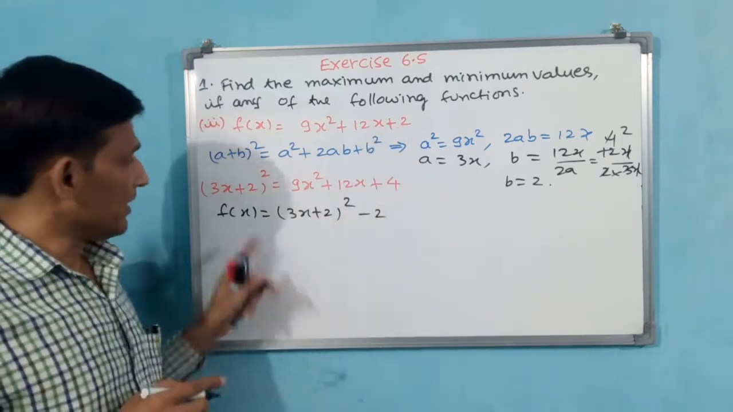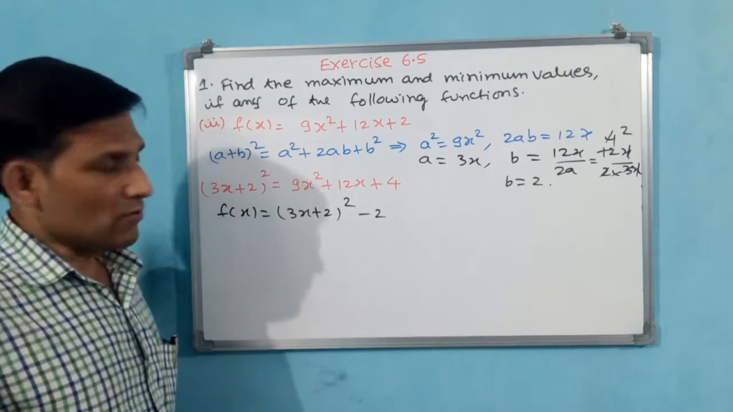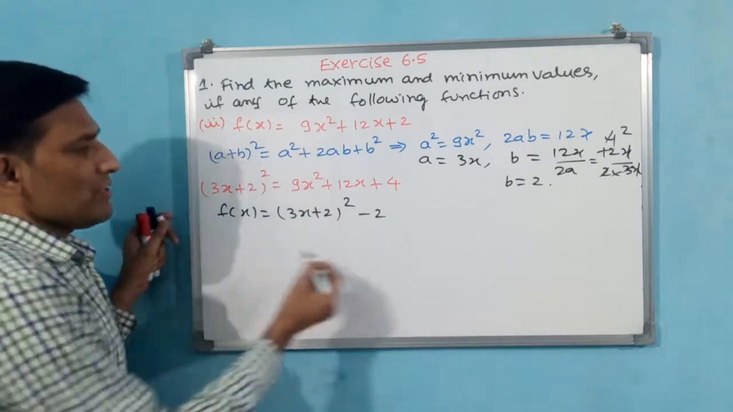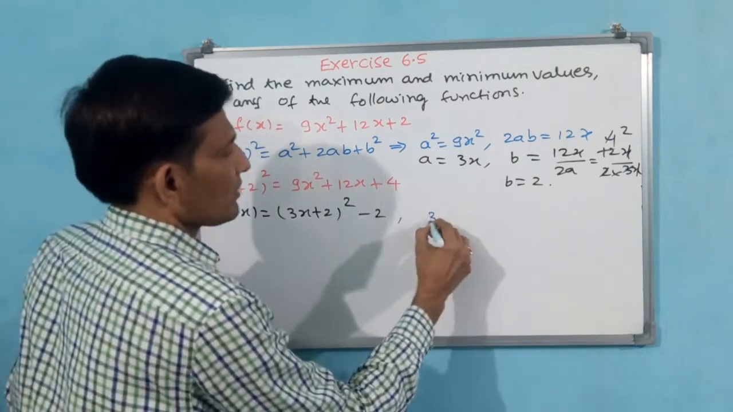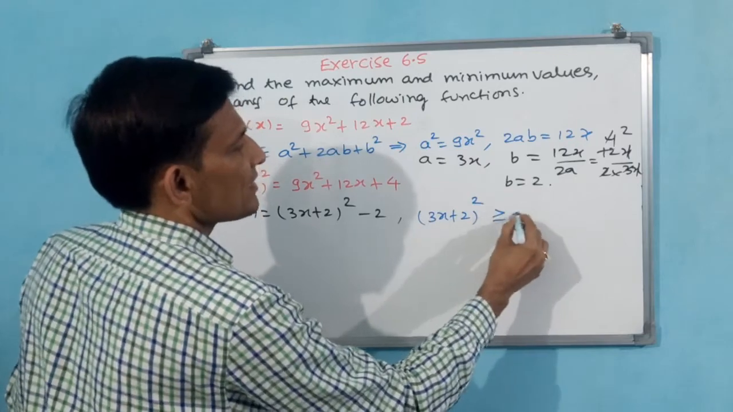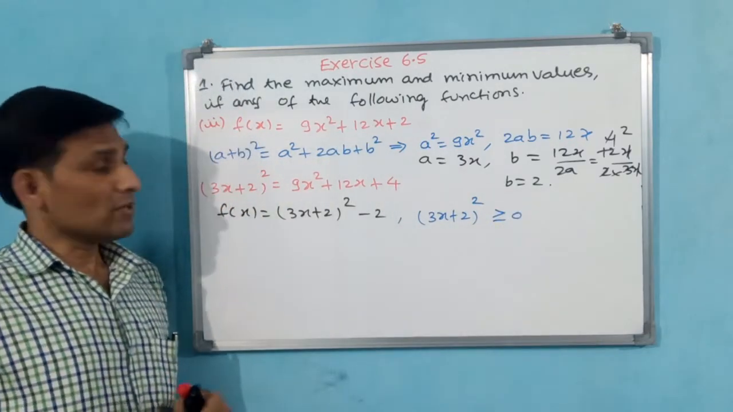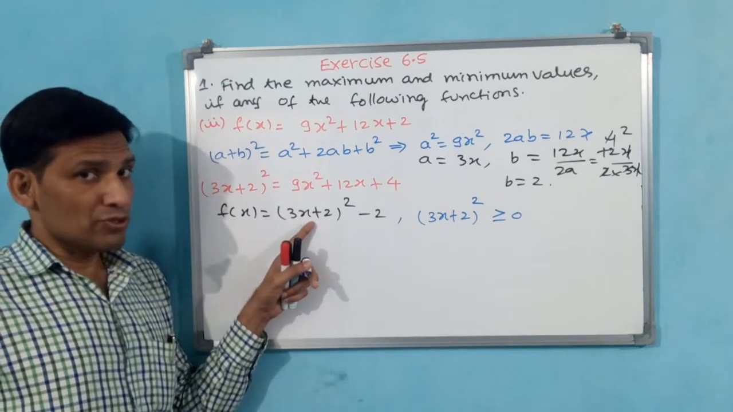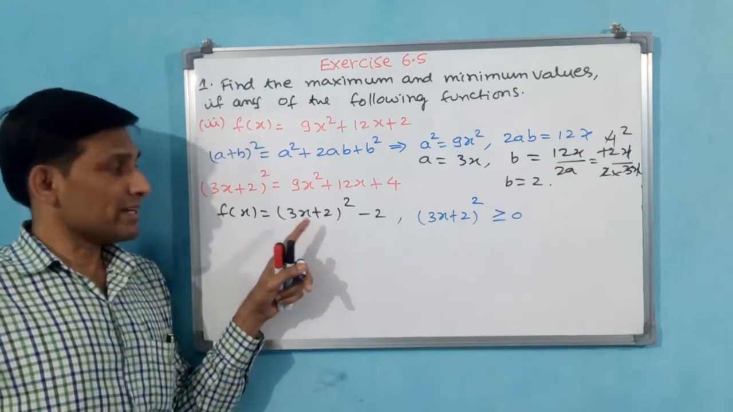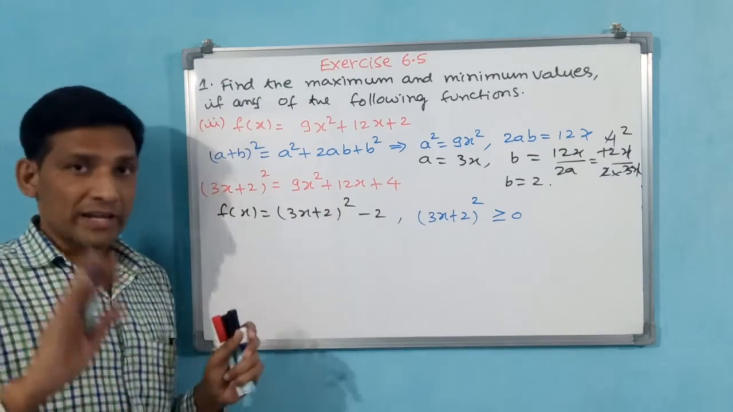Okay. Now you convert this, sir. This will be easy for you now. You see here, (3x plus 2) whole square is always greater than or equal to 0. Is it okay or not? Definitely okay. Why? Because it may become 0 or it may be greater than 0, but it never becomes less than 0. Negative will not come. Why? Because square is there.